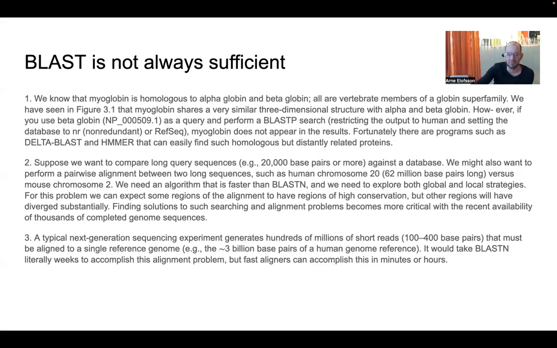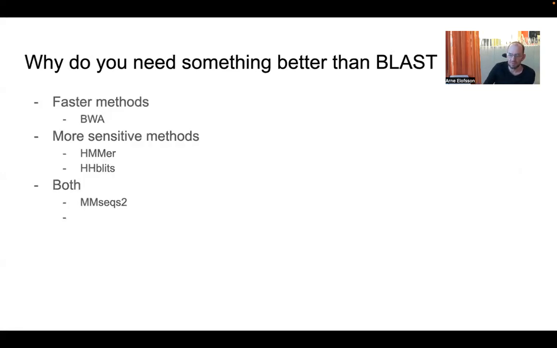So we will talk about these things, starting with an overview of the methods. BWA or Bowtie2 are significantly faster. There are methods like HS-BLAST, PSI-BLAST, and HMMER that are much, much more sensitive. And there are even methods that can do both: MMseqs2 is probably the state of the art at the moment. It can be as sensitive as the most sensitive methods, but also significantly faster than BLAST.